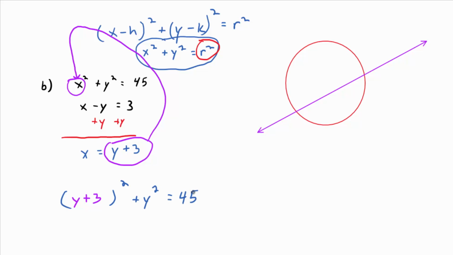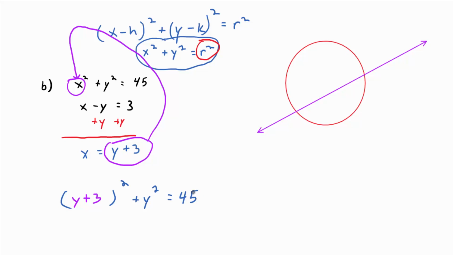And although solving nonlinear systems is new, the details aren't new. This is now a quadratic equation. So how would you solve it? (y + 3)² + y² = 45. What would you do? Yeah, you don't have a choice. We can't get fancy here. There's no substitution that's going to help.